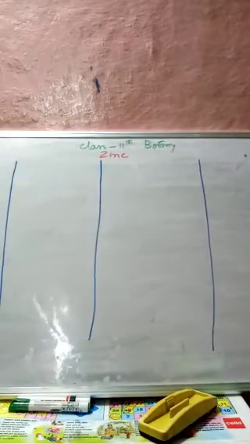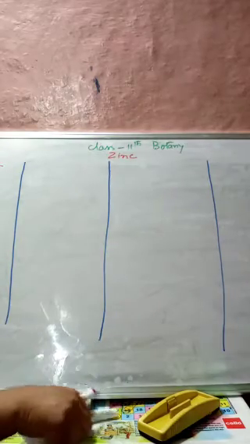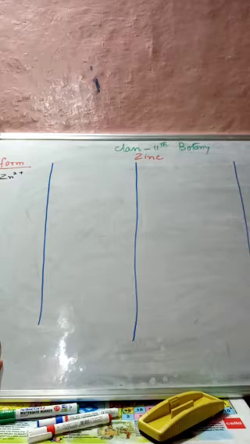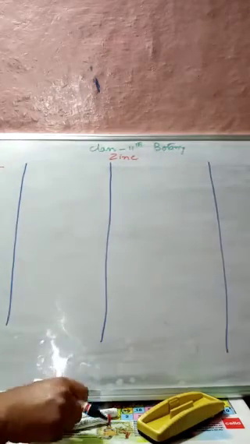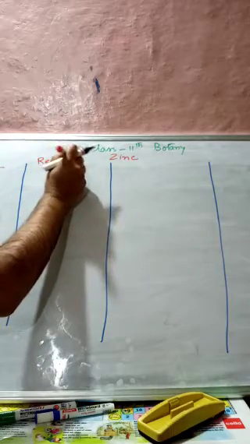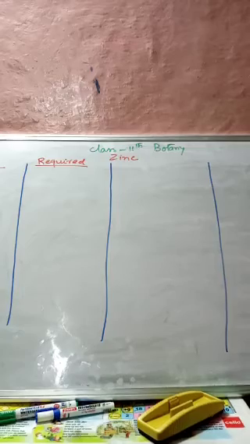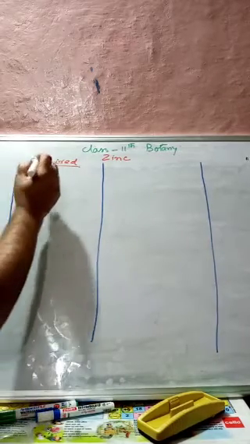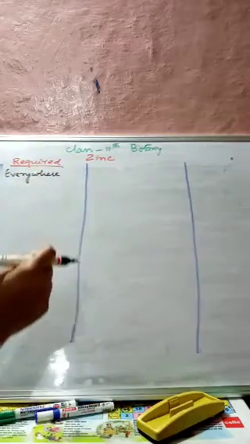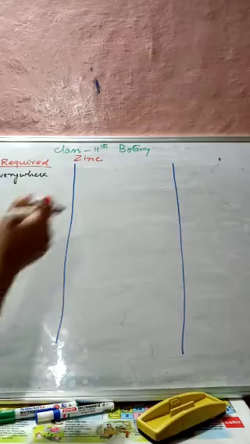So, first one is the form in which it is being absorbed. It has been found it is absorbed in the form of zinc ions. This zinc is absorbed from the soil in the form of zinc ions. Second, where it is required: this zinc is required everywhere in the plant.